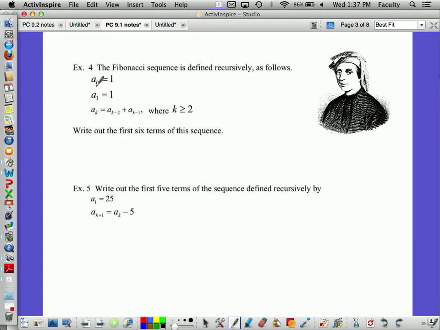So that would have to be that a sub 2 is going to equal, okay? So if I have k is 2, then you have 2 minus 2 would be a sub 0 plus 2 minus 1. So this is saying, if I look above, it's 1 plus 1 is 2. Then if I want to do a sub 3, that's a sub 1 plus a sub 2. Well, a sub 1 is the second one right here, plus the 2 is 3.